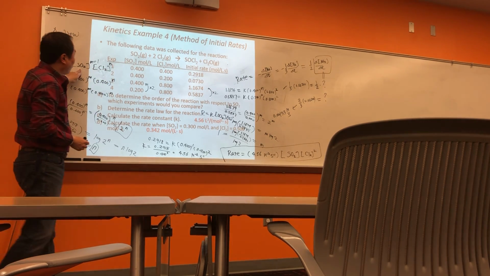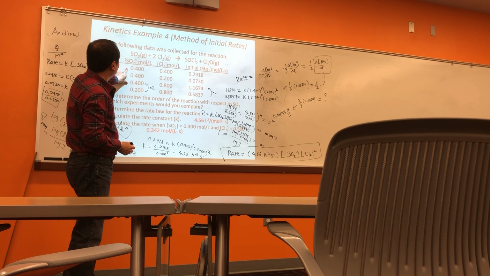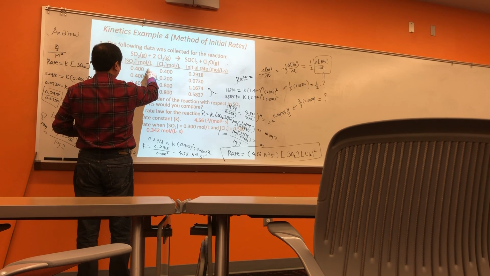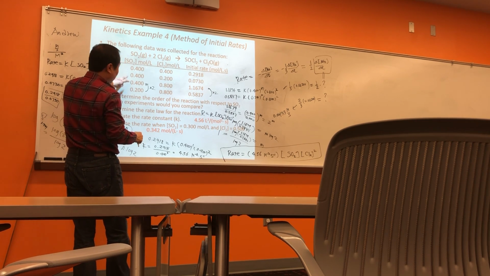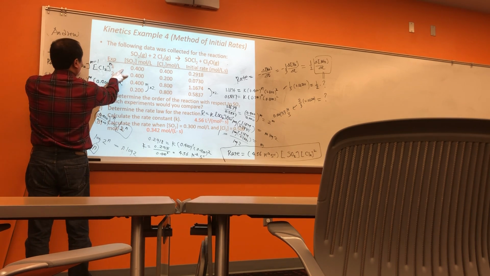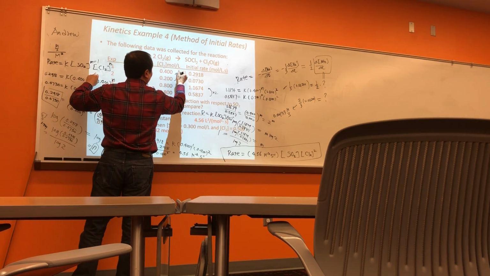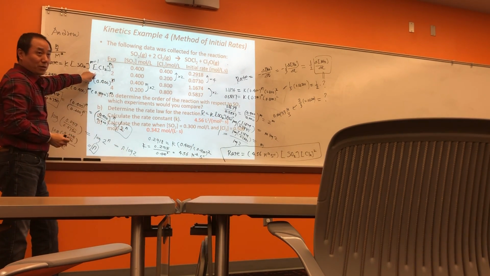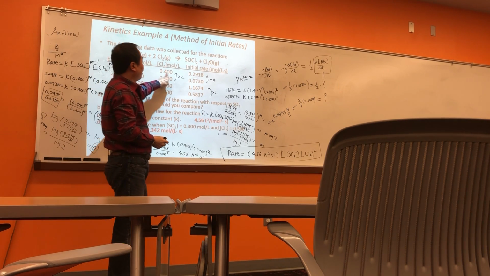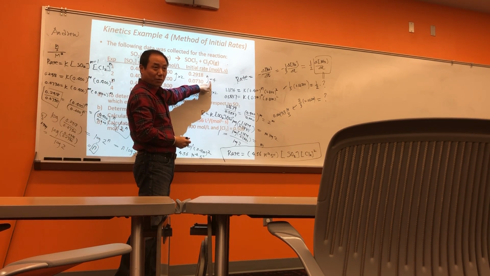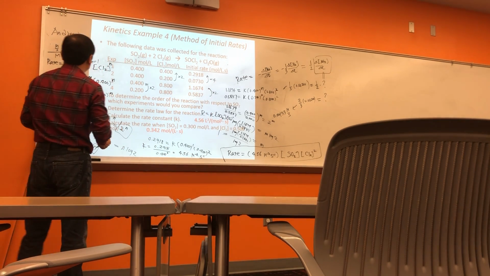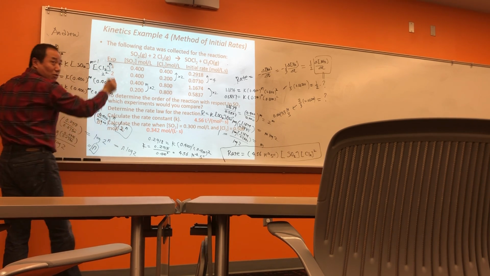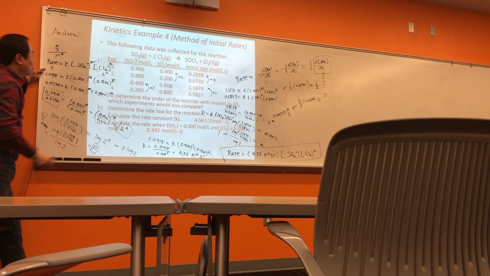SO2 does not change. Find the data where SO2 does not change, but CO2 changes. So you can look at data 1 and 2, or 1 and 3, or 2 and 3. Doesn't matter. So let's look at 1 and 2. SO2 does not change. When this doubles, this quadruples. Do you see it? When this doubles, this becomes quadruple. That means this is supposed to be second power. So n is 2.